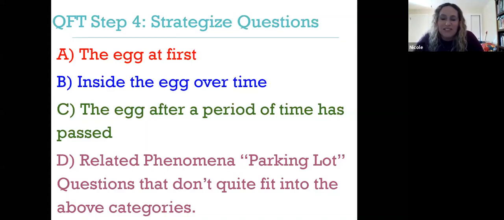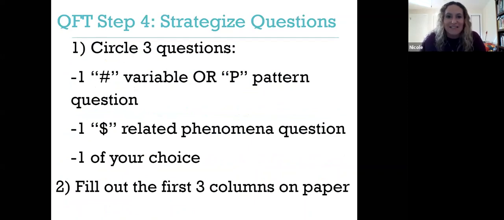And if their question doesn't fit in, we don't have to disregard those questions, because sometimes those are really great related phenomena questions that you might actually get to later through enrichment, or maybe you'll have time to get to some of those questions. So instead of throwing those questions out, I have them put a D next to them. We call that a parking lot. And then I have them circle their 3 questions.